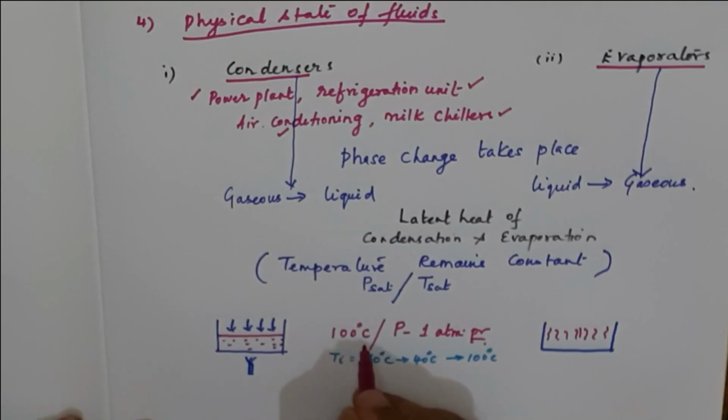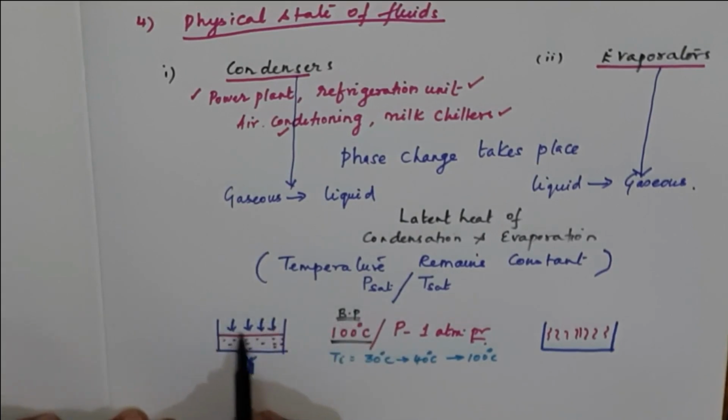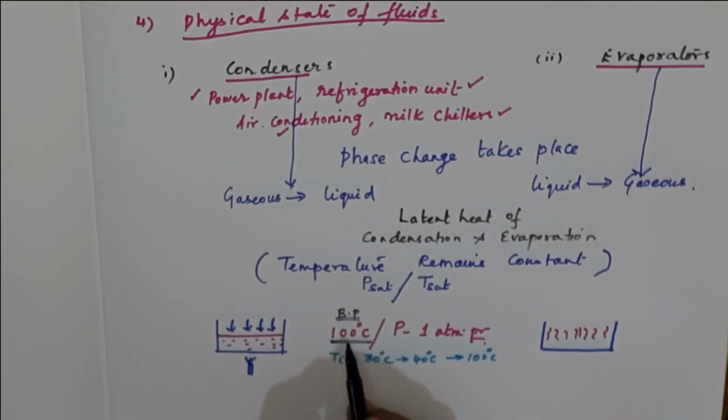It's not a constant value. Boiling point of water being 100 degrees Celsius is not a constant value. This boiling point can be changed. If you increase the pressure exerted on top, water will not boil at 100. It may boil even at 150, 170 or 200 degrees Celsius.